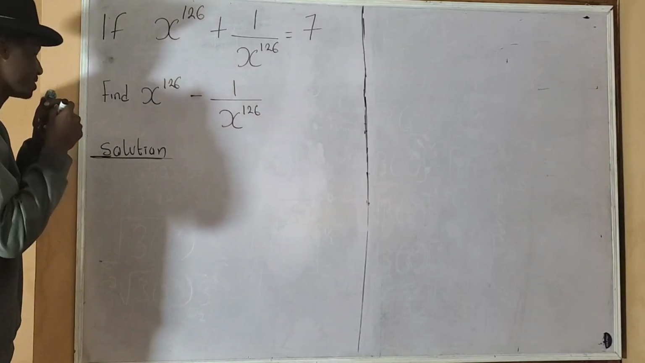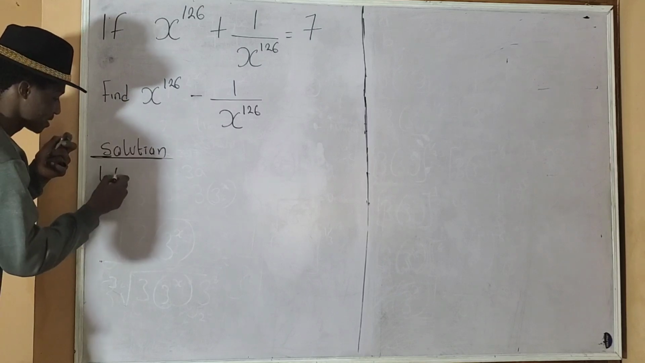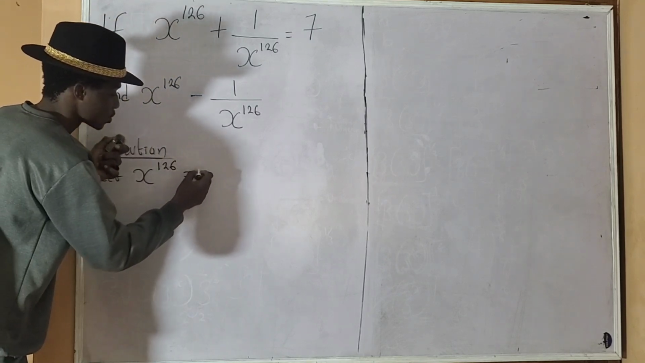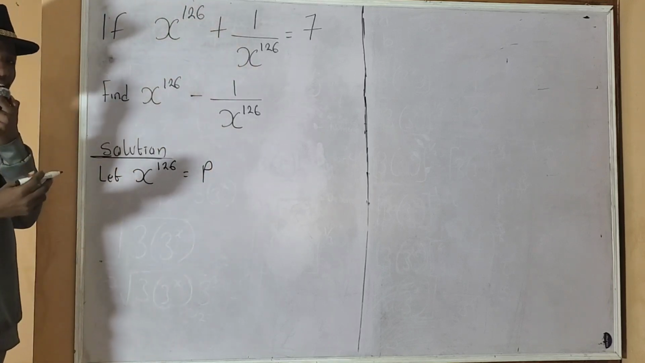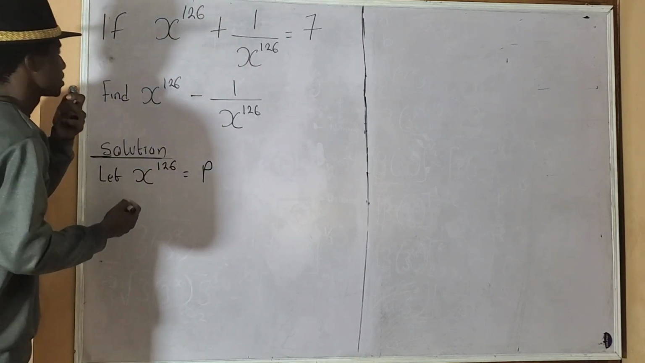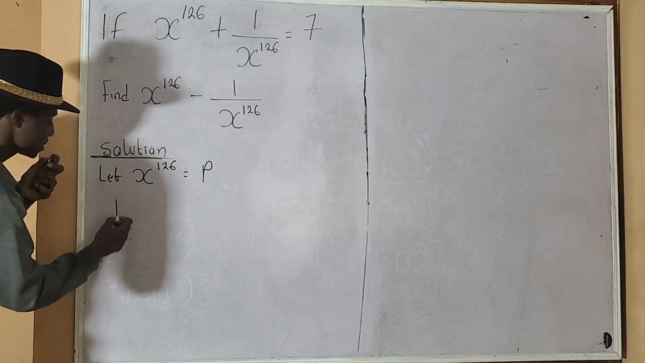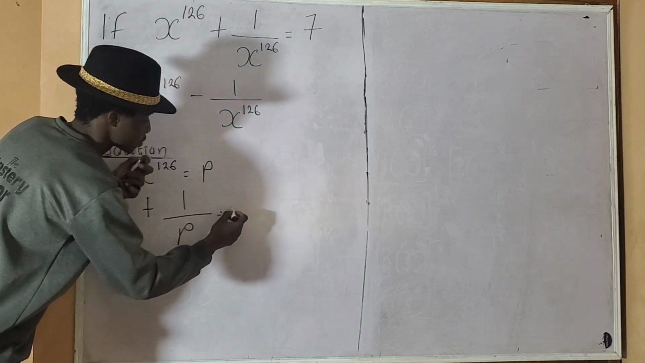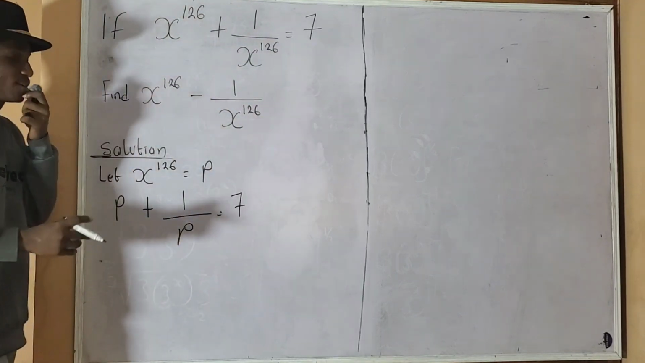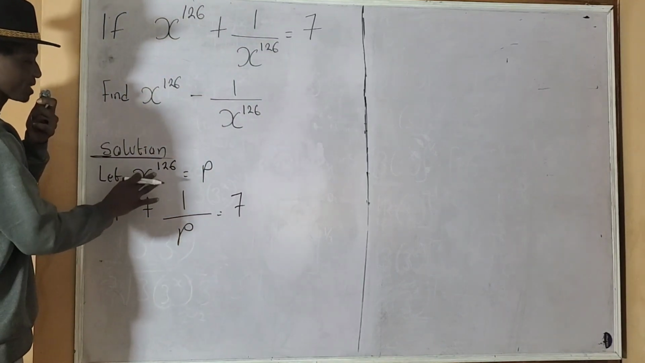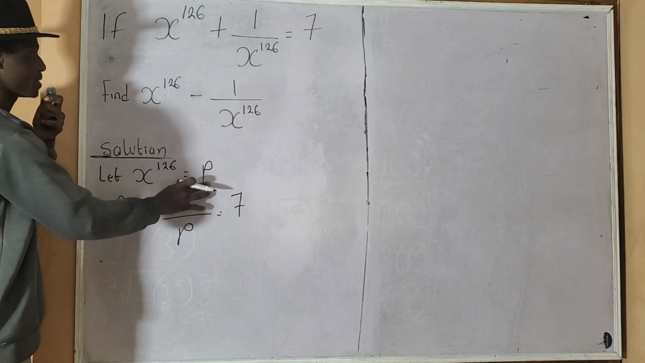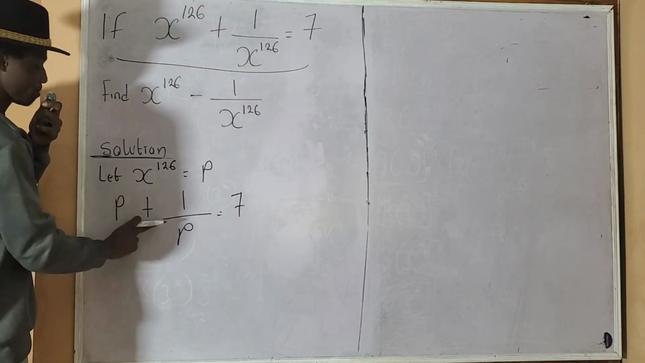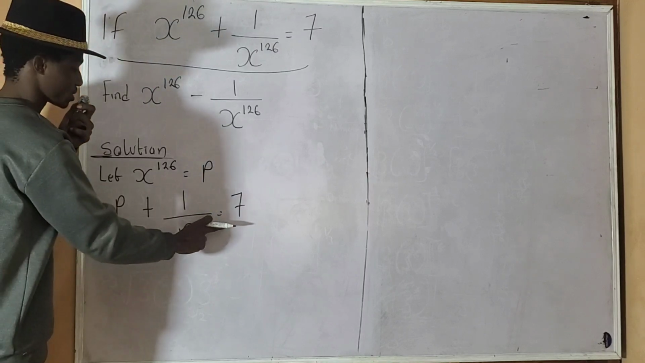The first step is, let x raised to the power of 126 equal p. You can use any letter, right? So I just make use of p. So the equation becomes p plus 1 over p equals 7. Are you following? What I did was that I just replaced x raised to the power of 126 with p in this equation. Do you understand? So I have p plus 1 over p equals 7.